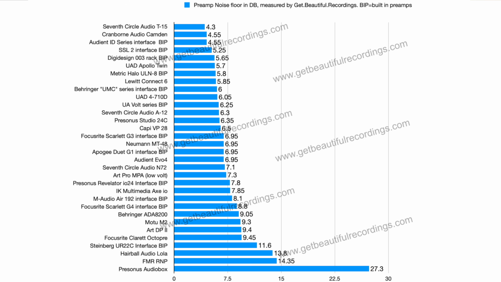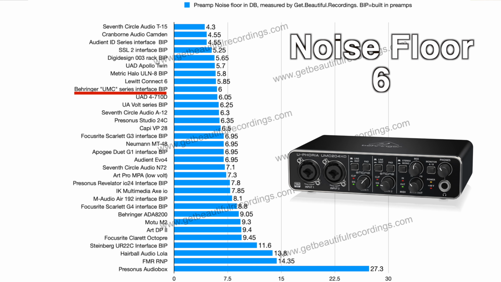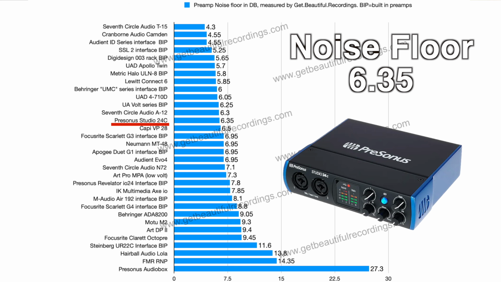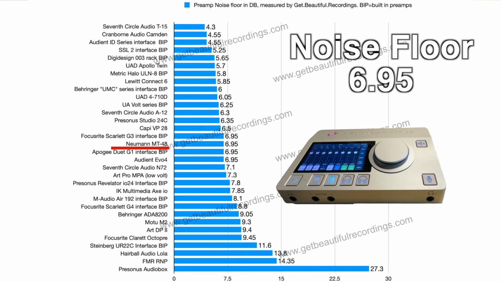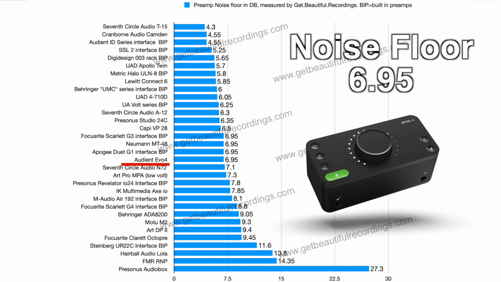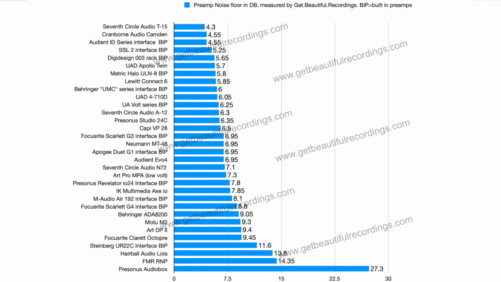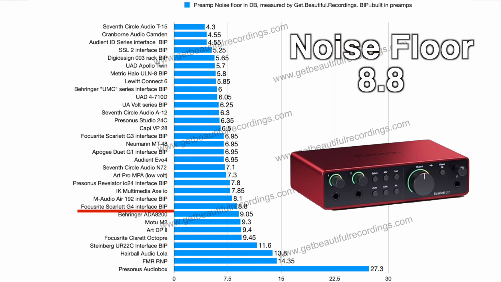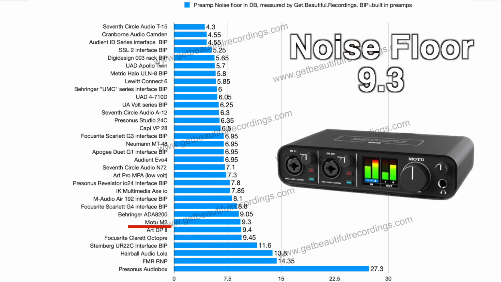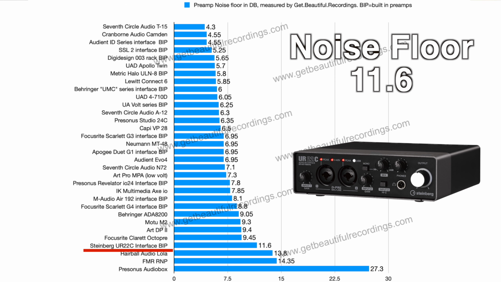Interfaces in this category are the Behringer UMC series, Universal Audio Volt series, PreSonus Studio series, Neumann MT48, and Audient Evo series. And anything higher than an 8 might have a little bit of a noticeable noise floor in normal recordings. Interfaces in this category are the M-Audio Air, Focusrite Scarlett Gen 4, Motu M2, and Steinberg UR22C.